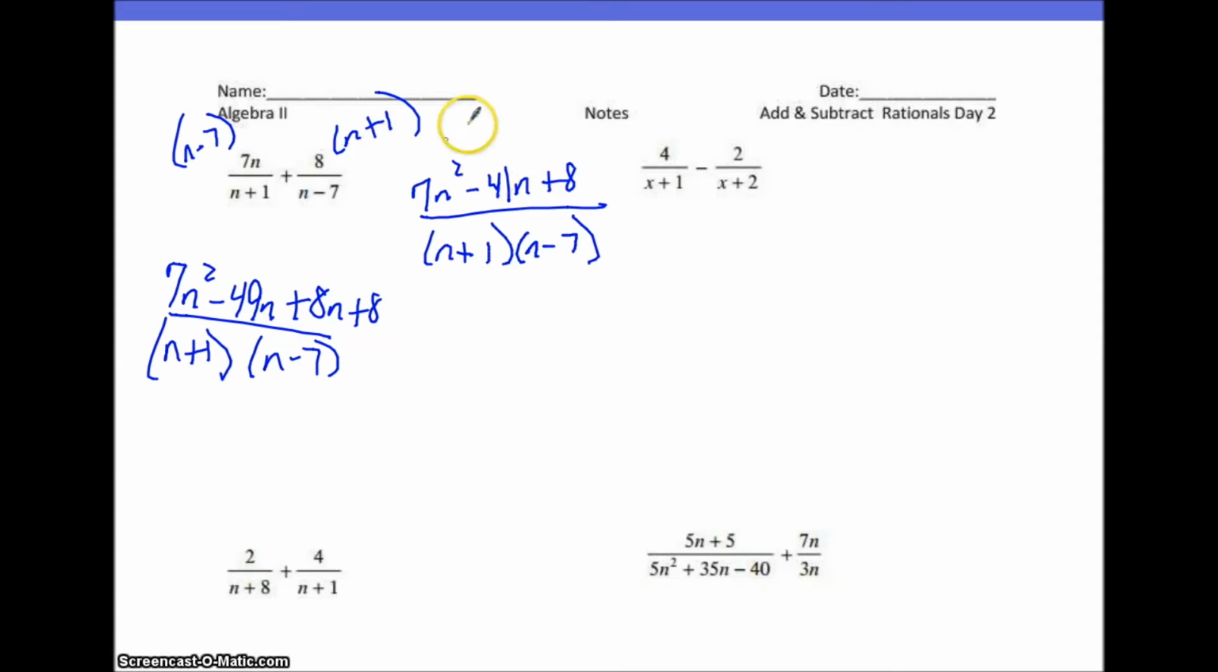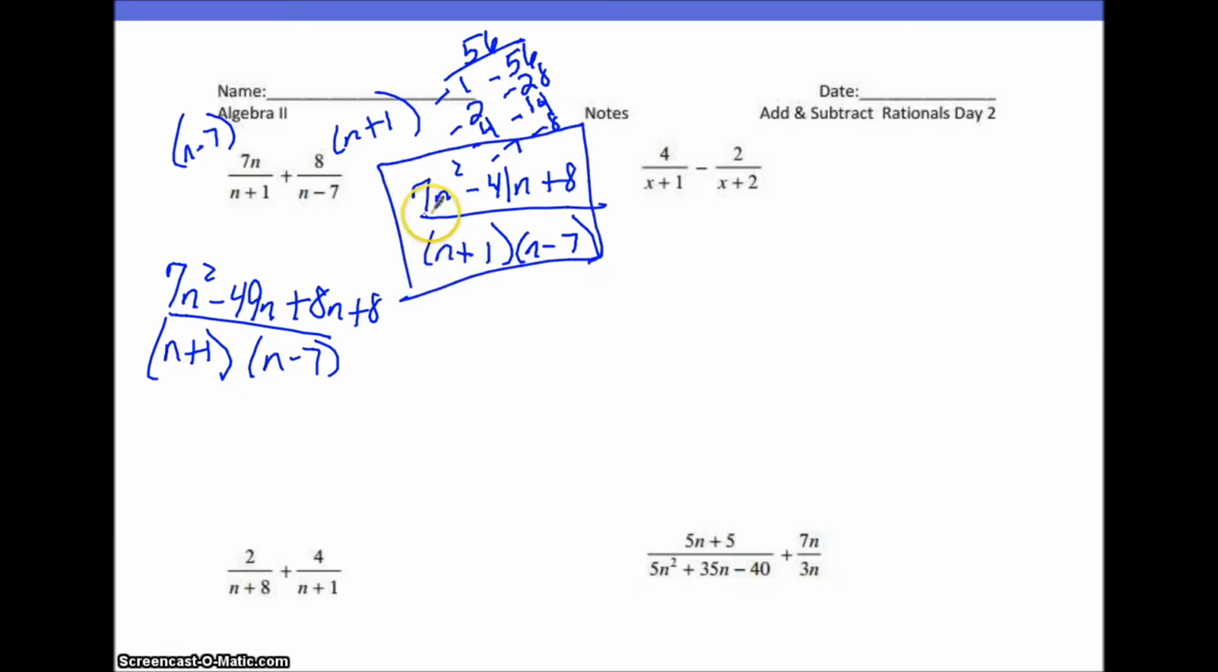Now, you've got to look at the top up here and say, can I factor it? 7 times 8 is 56. 1 and 56, 2 and 28, 4 and 14, 7 and 8. Signs are the same. They're all negative. And it's got to equal negative 41. And nothing does. So that's your answer. You get to stop there. But you've got to check just in case.